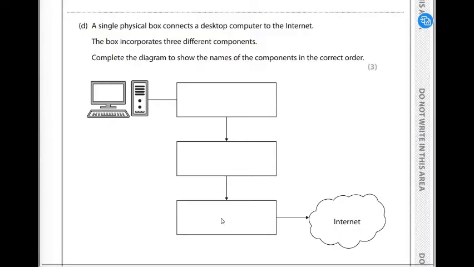Done. 3 marks. So they will allow 3 marks for all of the switch, router, and modem in the correct order. If you do it in any order, they will award you 2 marks maximum for all of switch, router, and modem in any order. Or if you were to say switch or router or modem in any box, the maximum you'll get is 1 mark. So it's important that you say switch, router, modem, which will go to the internet.